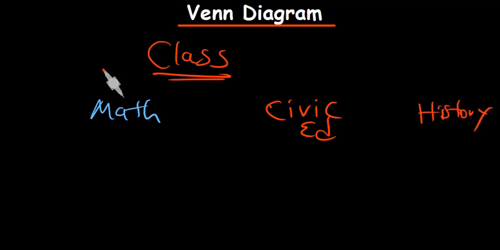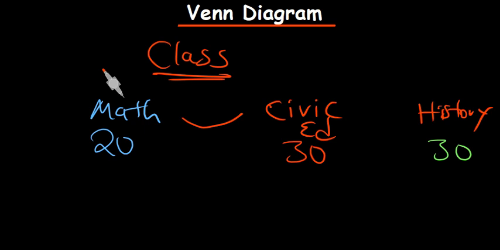So in this case, you can't list elements. You can just say, okay, how many students are taking math? 20. How many students are taking civic education? 30. How many students are taking history? 30. How many students are taking both math and civic education? 15.